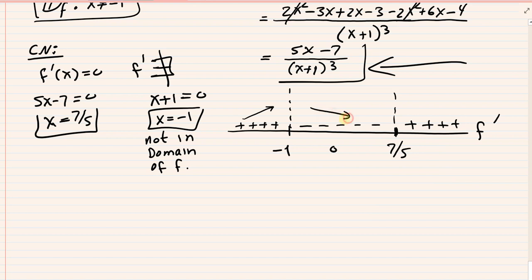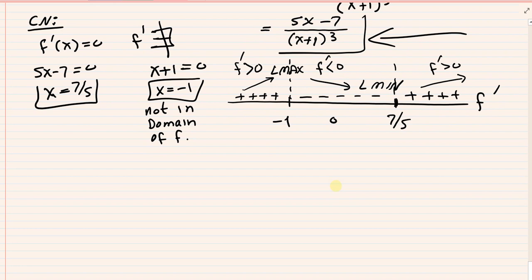Function is decreasing, function is increasing. So here again, we're going to have a local min, a transition from negative to positive slope. A transition from positive to negative slope is going to be a local or relative max. So we're good on this one.